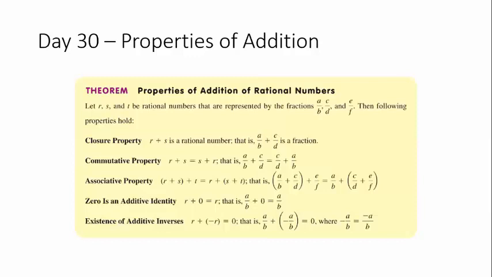Just as with the integers, 0 is the additive identity. And as we saw on the previous screen, we do have additive inverses. All of these properties are very important. You should become very familiar with them and be able to use the right terminology.